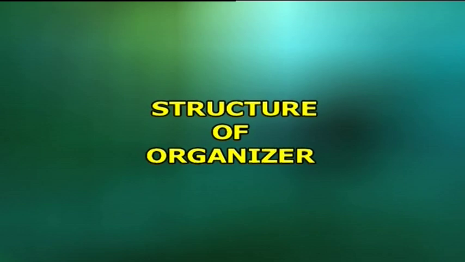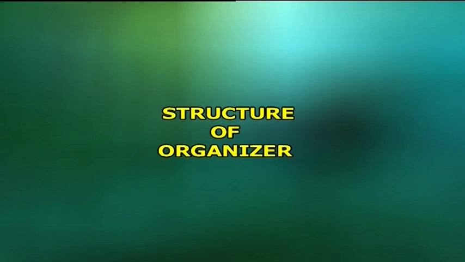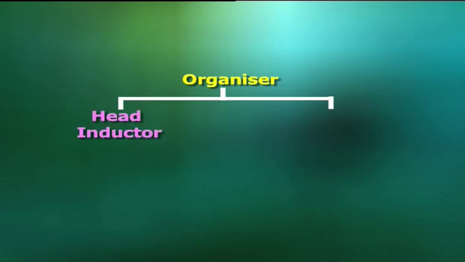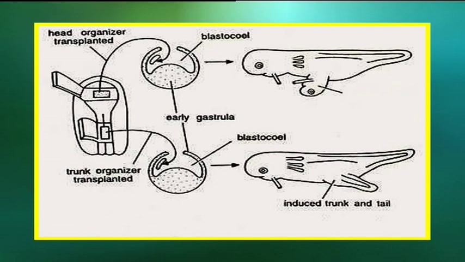Now, we will talk about the structure of the organizer. The organizer has special regions. Each region has the capacity to induce the development of a specific organ. There are two very important regions, that is, the head inductor and the trunk inductor. Head inductor: it is the anterior part of the chordomesoderm because it induces the development of head organs.